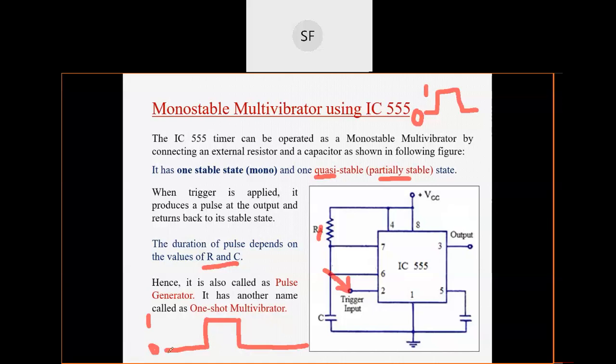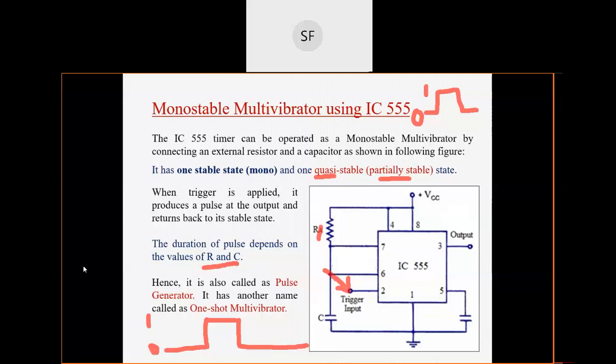Initially you have to assume any one stable state. You can assume the opposite also, there is no problem. You can also assume that state 1 is the stable state and then a pulse will be generated in the negative direction. You can consider it otherwise also. So I hope this much is clear to you. We will see now its working.